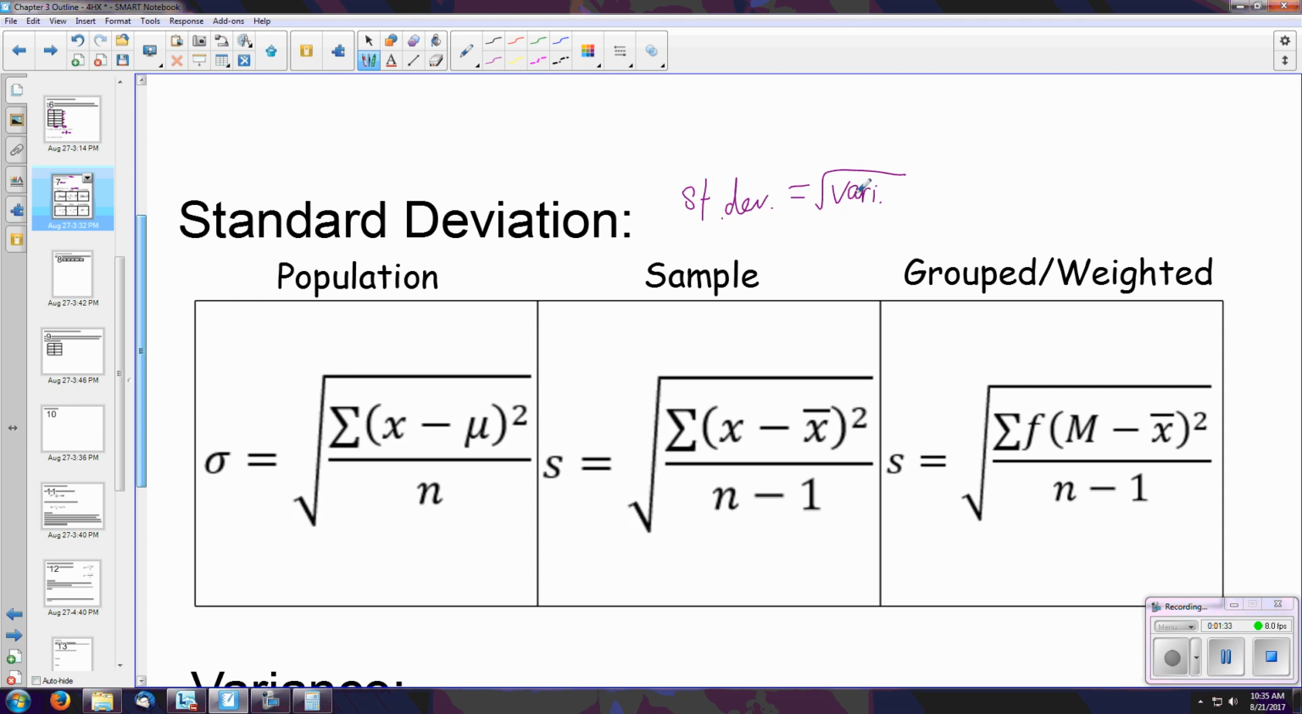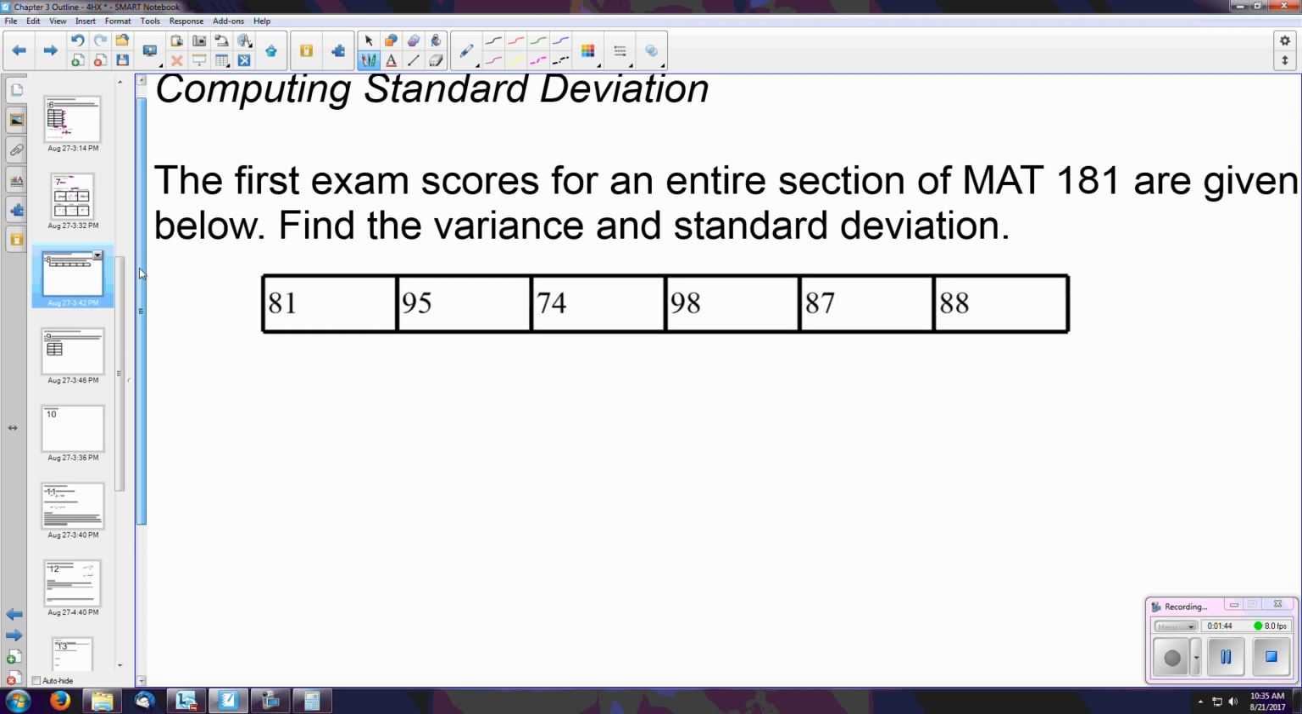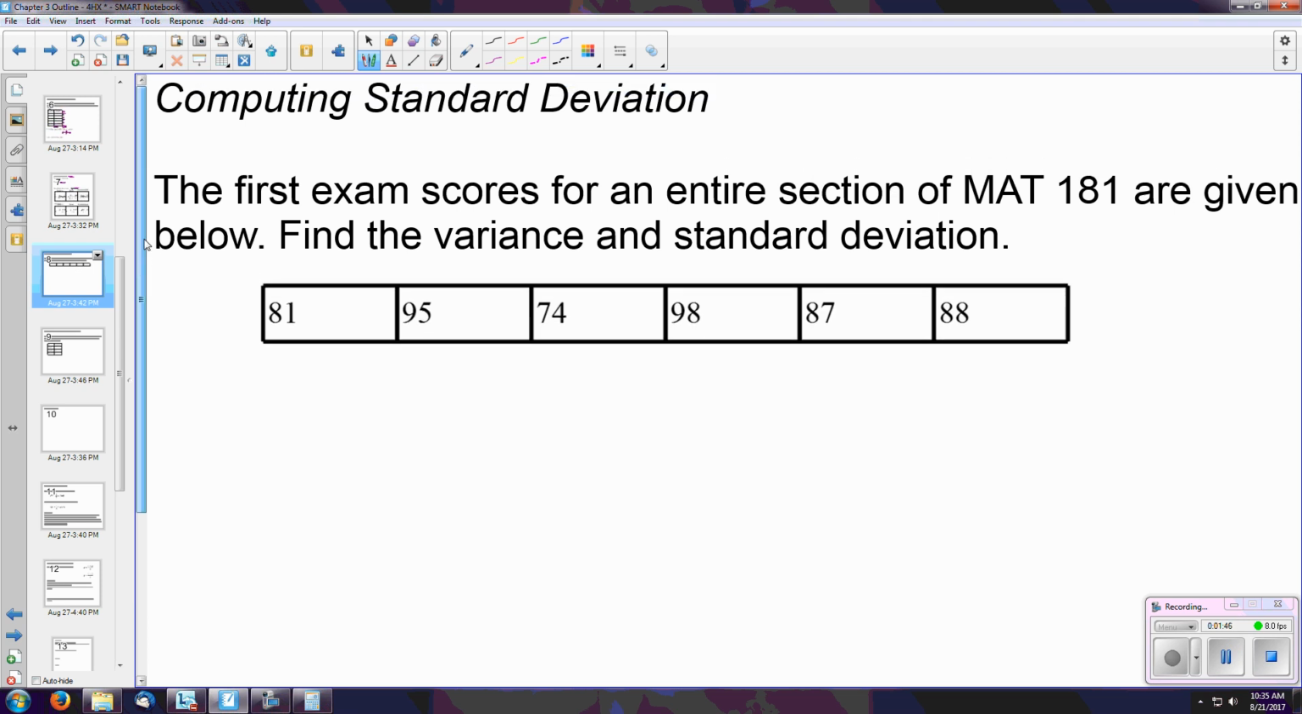Once you find your variance, it's one last step. So let's go ahead and play around with a few questions, and then in a follow-up video, you'll see how we can use technology to alleviate some of this for us. So how do we calculate the standard deviation and also the variance in this case?